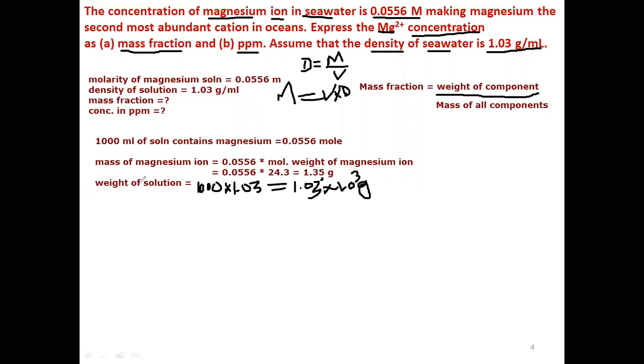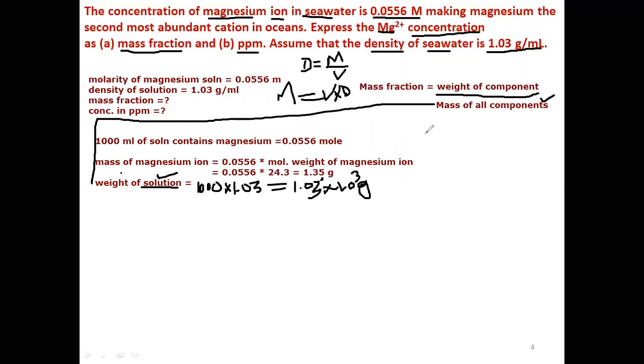Now let us see how a solution is made. A solution is made by mixing two components. What are those components? Magnesium ions plus water. That means the weight of solution is equal to the weight of magnesium ions plus the weight of water. That means the mass of all the components is equal to the weight of solution. So these two things are the same, for a binary solution.